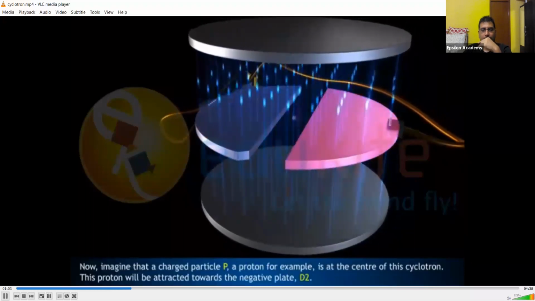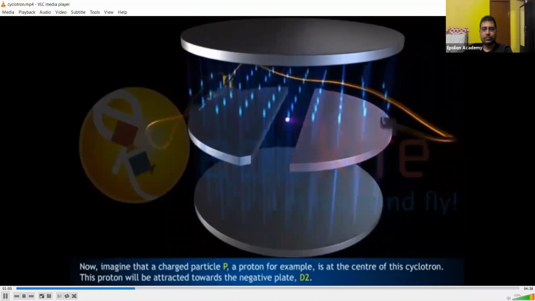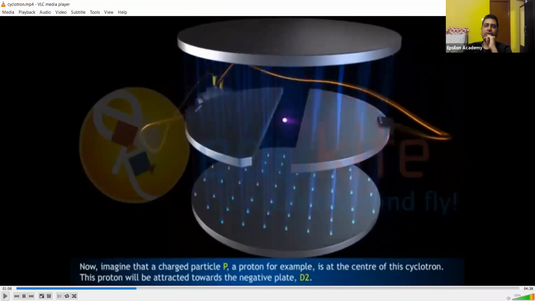Now imagine a charged particle P, a proton, for example. You are able to see a dot, right? If that charged particle is kept there, kept in the sense its velocity is 0. So when the velocity of the particle is 0, what will be the value of the magnetic force the particle is going to experience? Use the Lorentz force and tell me.